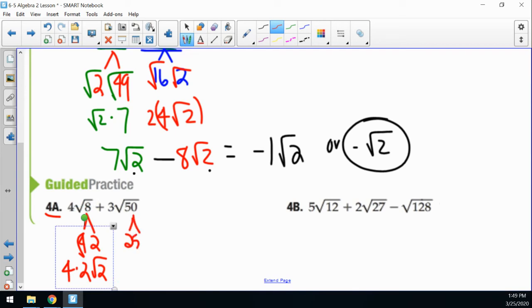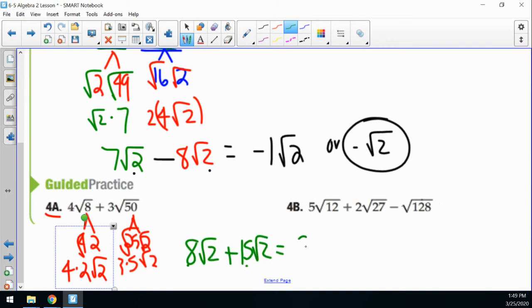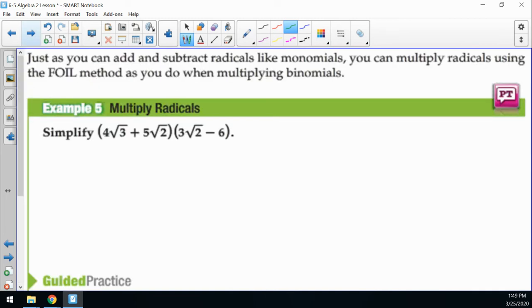I do the same here. That's 25 and 2. The square root of 25 is 5. The square root of 2 is square root of 2, and I have that times 3. And so what I end up getting is 8 square roots of 2 plus 15 square roots of 2. And so my answer is going to be, well, 8 plus 15 is 23 square roots of 2. Now, if I went too fast, make sure you slow the video down, rewatch it, whatever you have to do so that you notice that these right here are going to be the same.